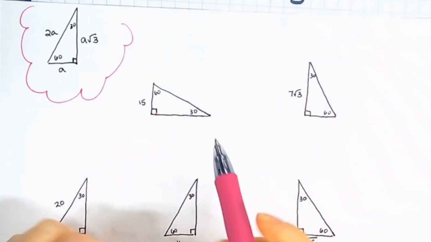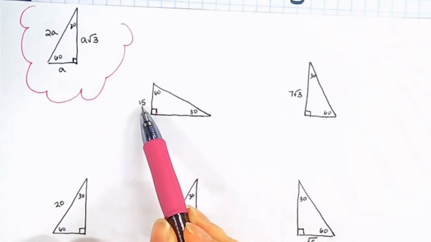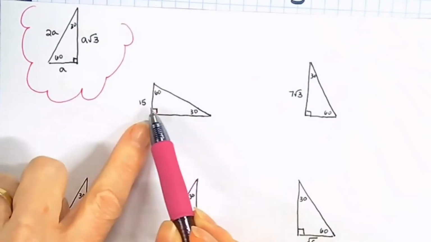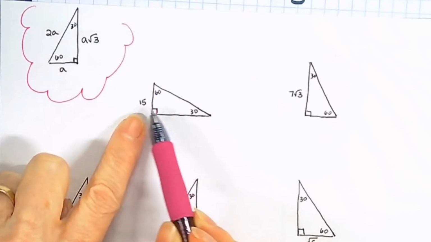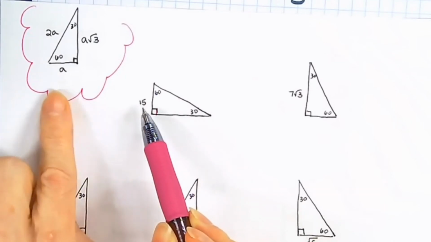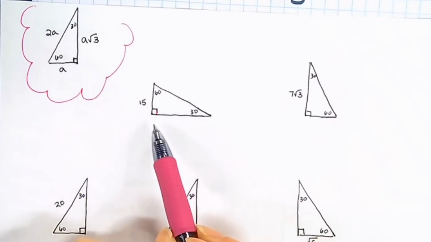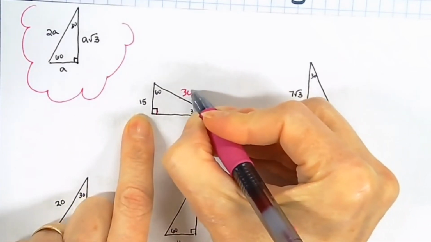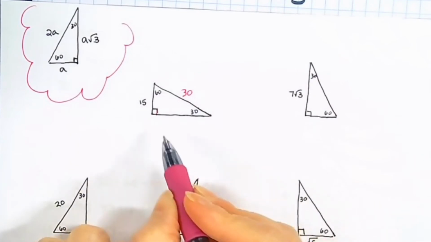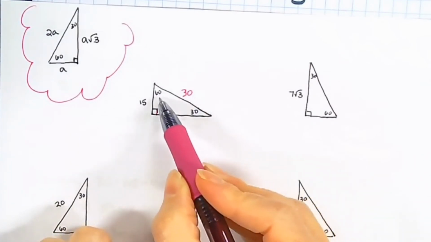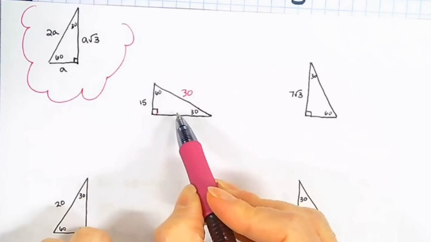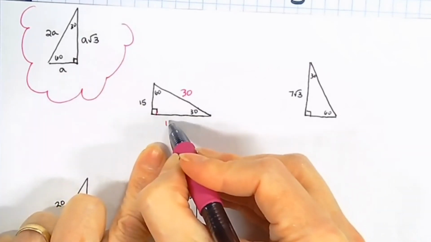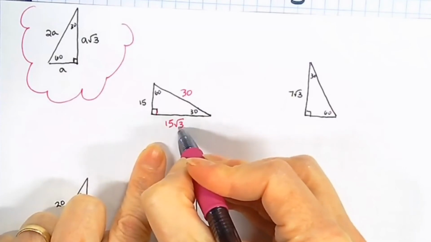Then you want to see what side am I given. I'm given this side. It's across from the 30. Well, that's the shortest leg. That's the shortest side. It's exactly half of the hypotenuse. So that means that my hypotenuse is 2 times 15 or 30. And my longer leg, the side opposite the 60, is just the short leg times root 3. So in this case, it's going to be 15 times root 3.